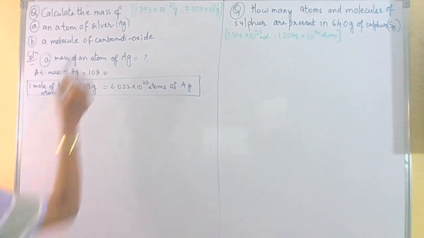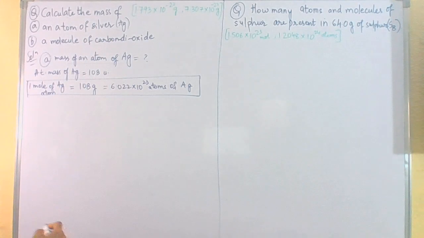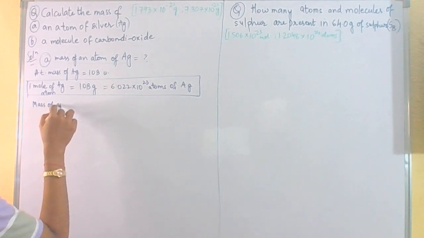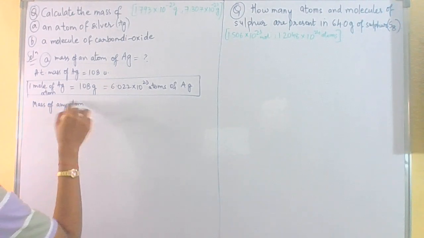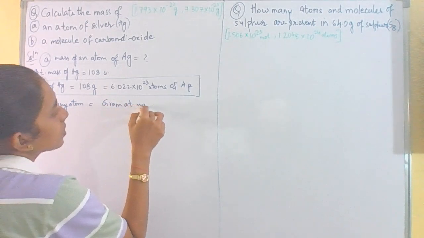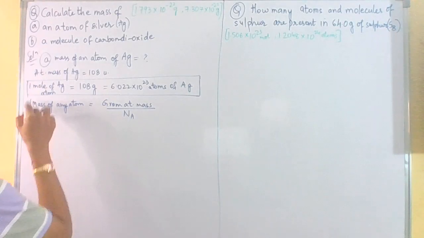Now they are asking us to find the mass of an atom of silver. How do you find the mass? The mass of any atom is equal to the gram atomic mass by Avogadro's number. This is the formula.